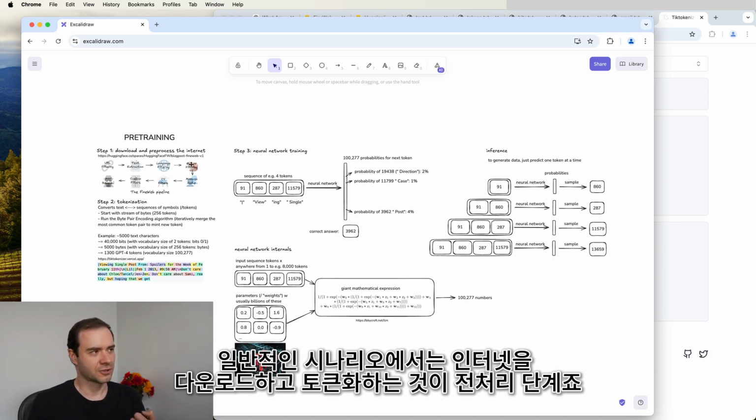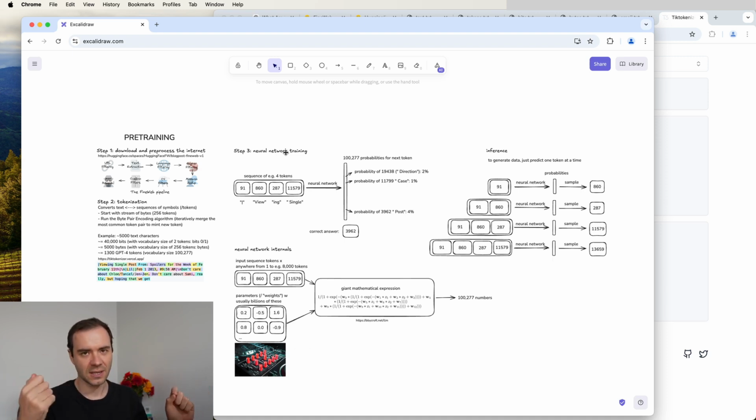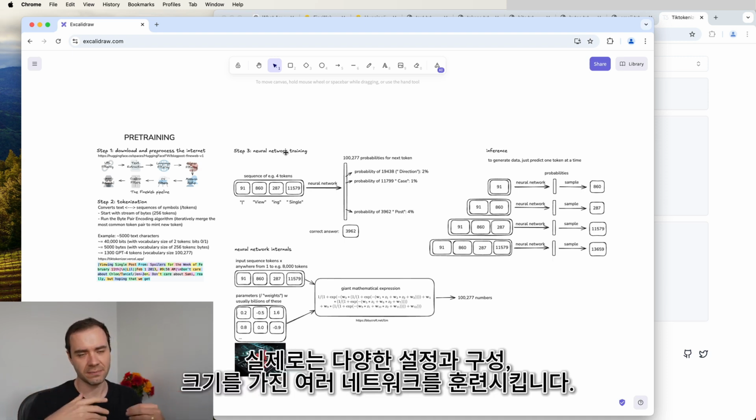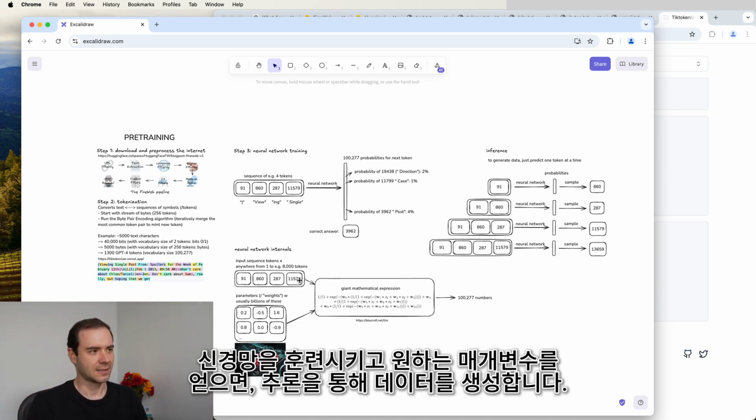So in most common scenarios, basically downloading the internet and tokenizing it is a pre-processing step. You do that a single time. And then once you have your token sequence, we can start training networks. And in practical cases, you would try to train many different networks of different kinds of settings and different kinds of arrangements and different kinds of sizes. And so you'd be doing a lot of neural network training. And then once you have a neural network and you train it, and you have some specific set of parameters that you're happy with, then you can take the model and you can do inference. And you can actually generate data from the model.